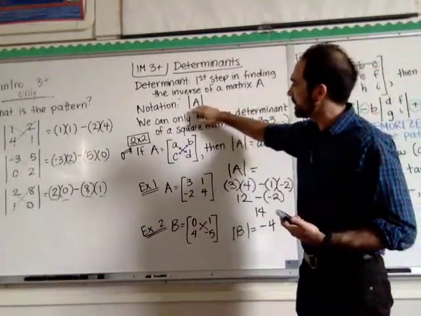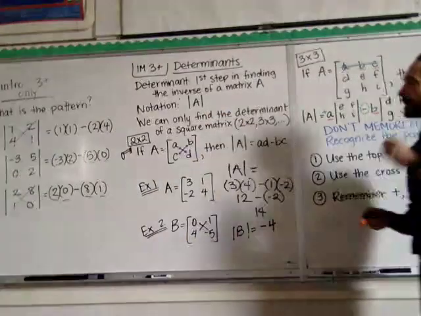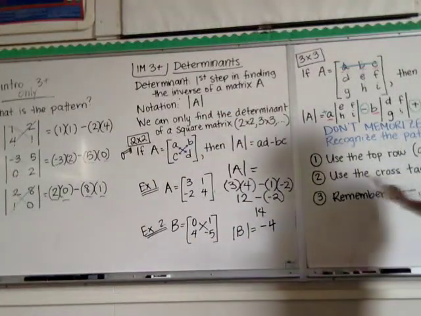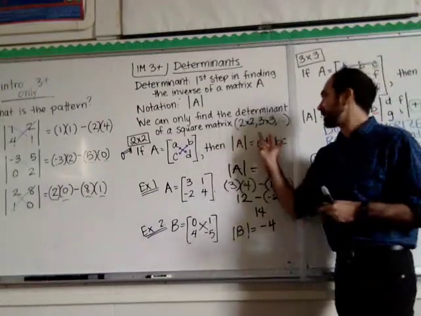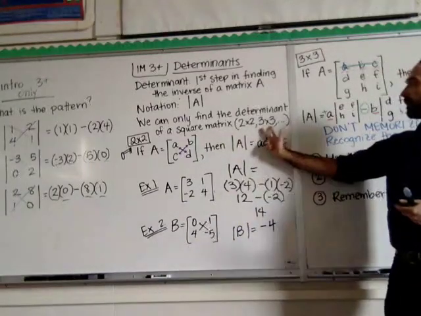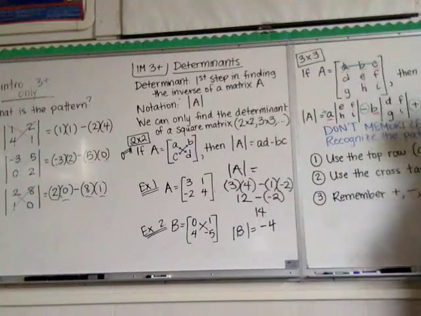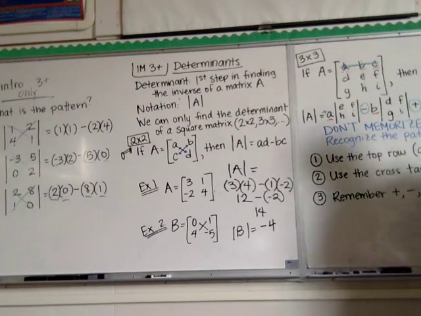Here's the notation. It looks like the absolute value notation. And we can only find the determinant for a square matrix. So if we got a 3 by 2, a 2 by 3, a 5 by 4, we can't do that. It has to be 2 by 2, 3 by 3, 4 by 4, and so on. It just gets a little confusing when it gets really large, but as long as it's a square matrix, we're okay.